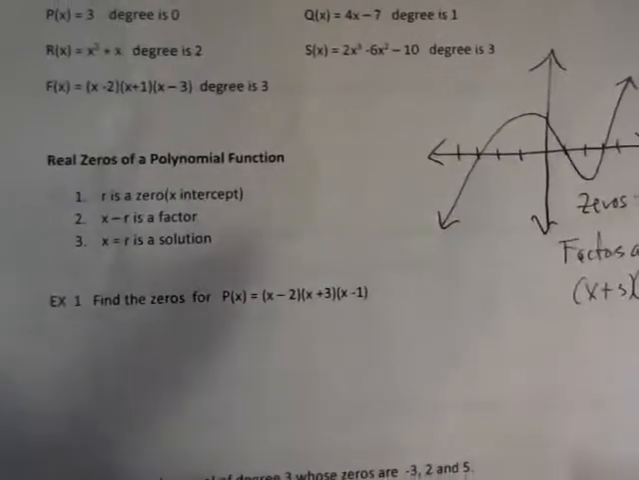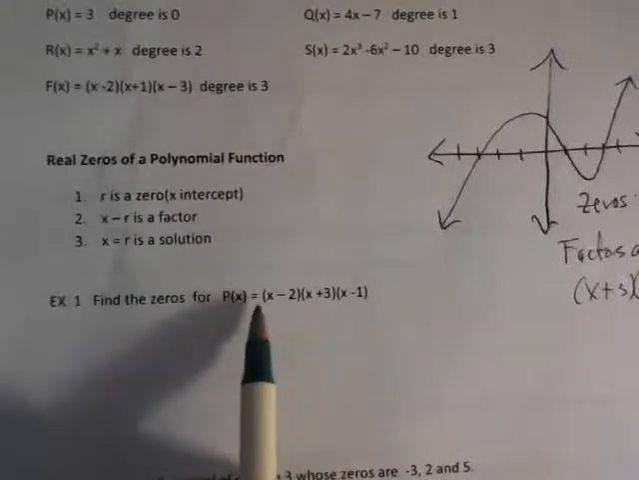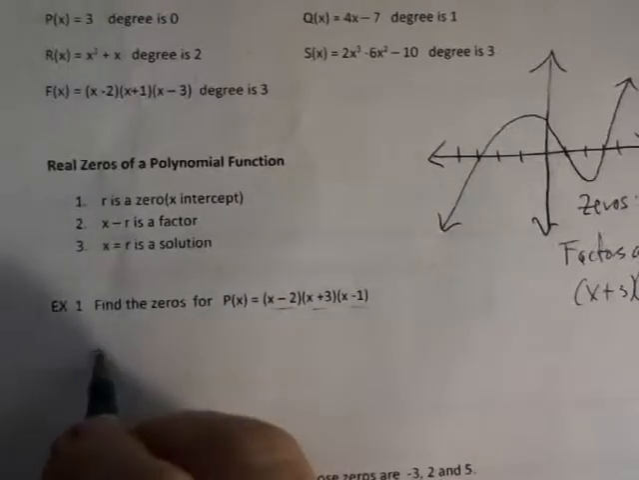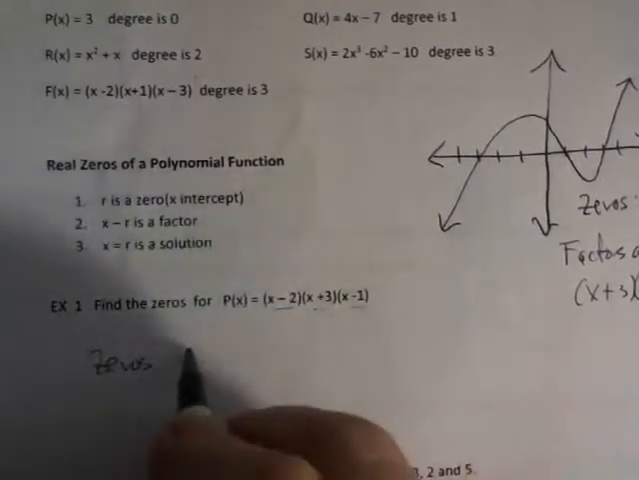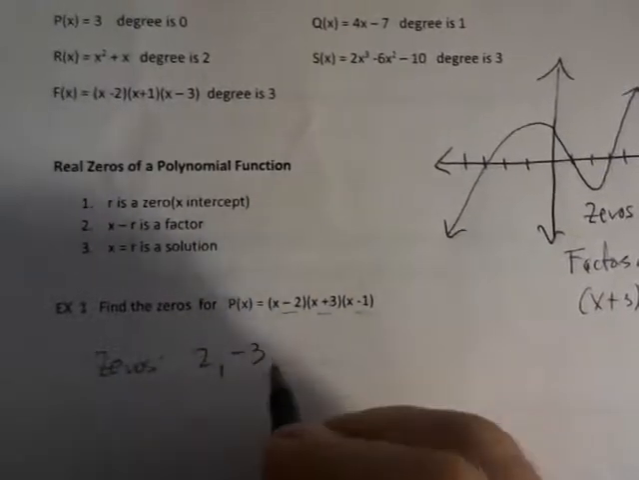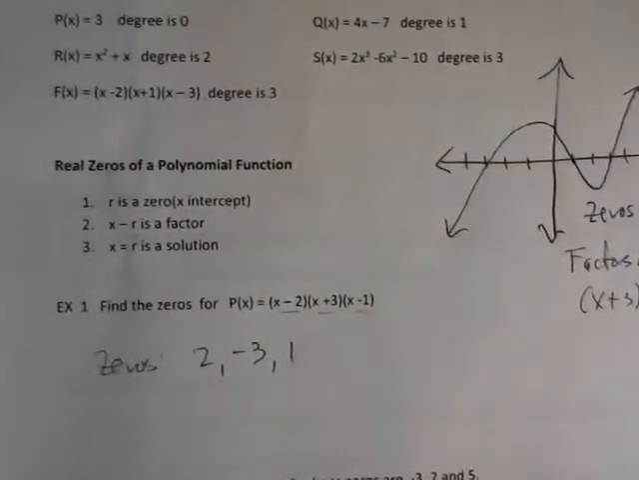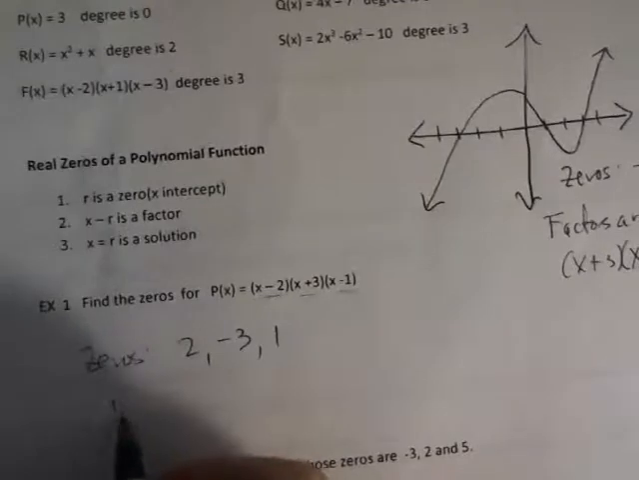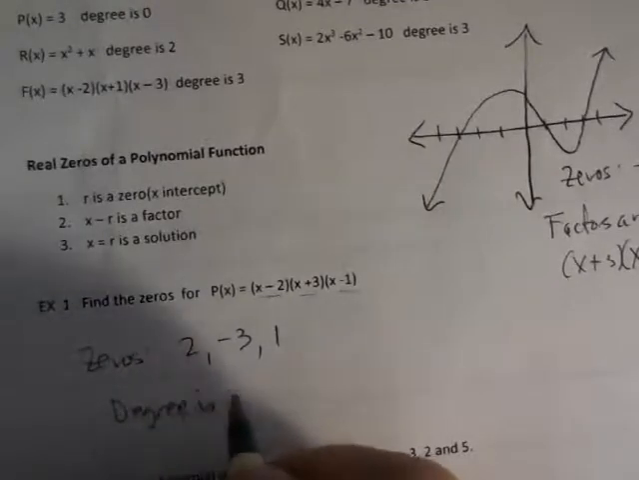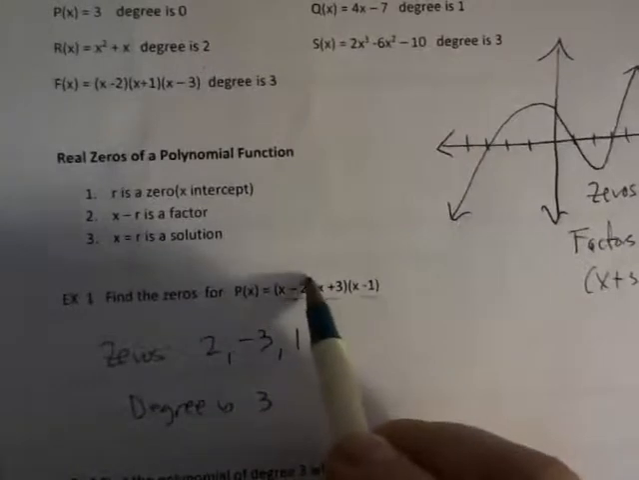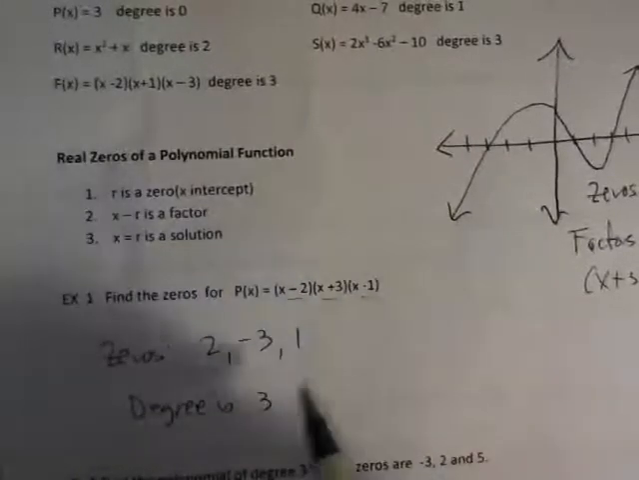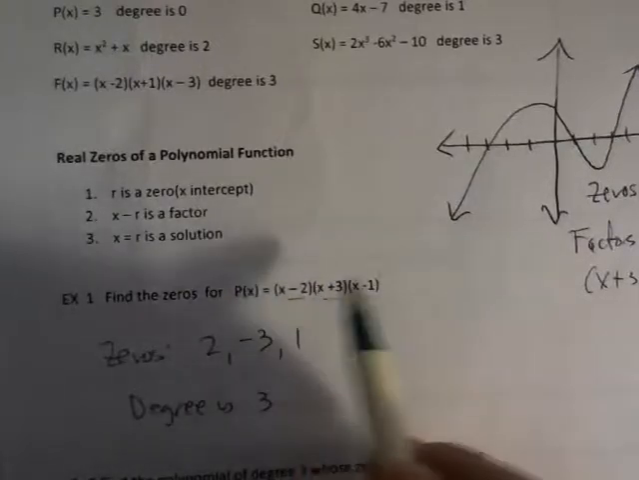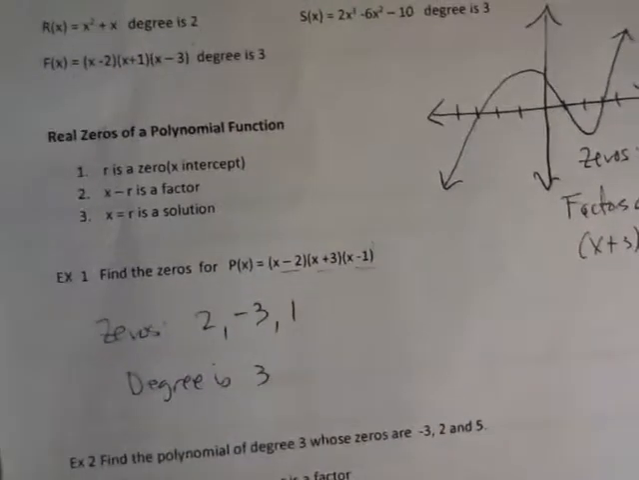All right. So if I am given a polynomial function and I want to find the zeros, well, if it's in factored form, my zeros are +2, -3, and +1. The degree for this polynomial is 3, because that's a first power, that's a first power, that's a first power. 1 + 1 + 1 is 3, because this is x to the first times x is x cubed. So that's why my degree is 3.